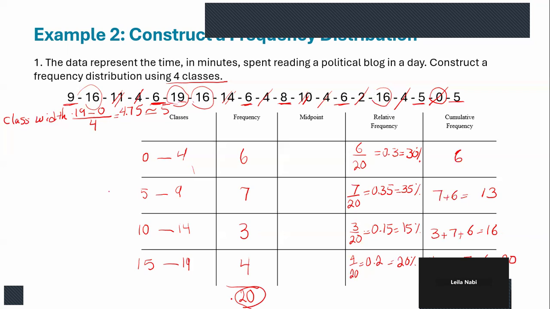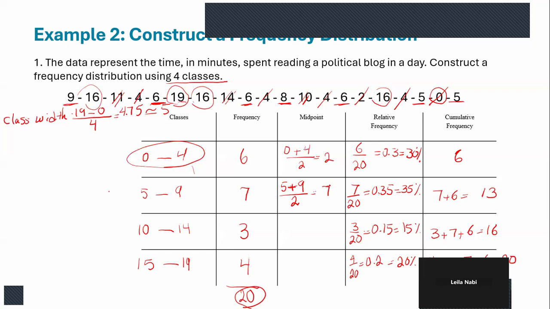Okay? Now, the only column that is left is finding the midpoint. Midpoint is a point which is exactly in the middle of each class. Okay? So we just have to look at the classes. The first class is from 0 to 4. What point is exactly in the middle of 0 to 4? It's 2. Yeah, good. How can we find it? By just adding the lower class limit to the upper class limit and then dividing by 2. For the second class, I can add 5 and 9, the lower class limit and the upper class limit, and then divide by 2. 5 plus 9 is 14, divided by 2 is 7.